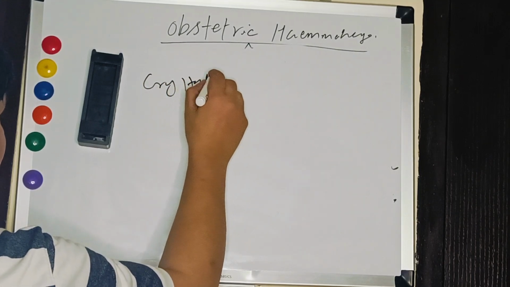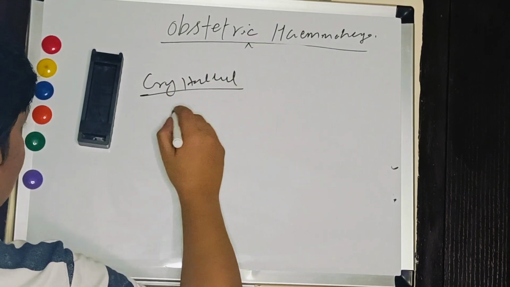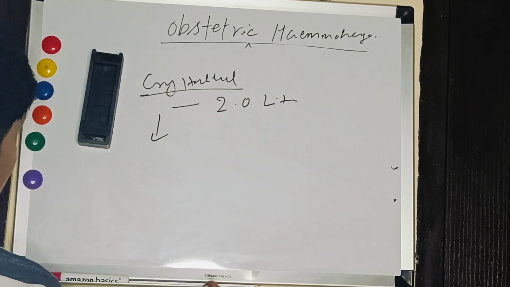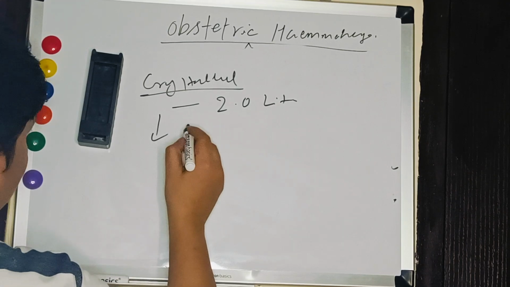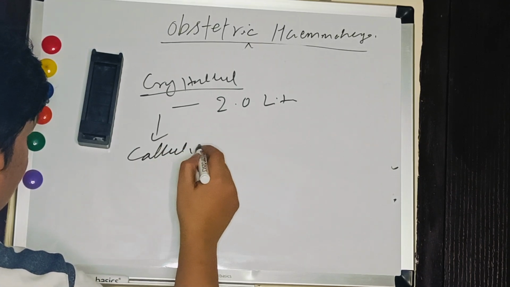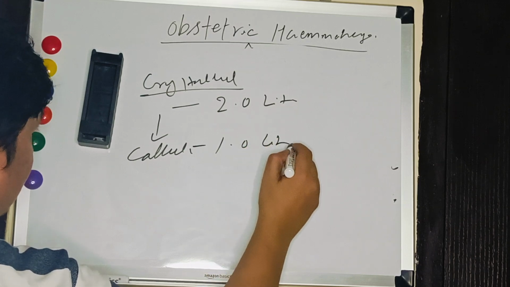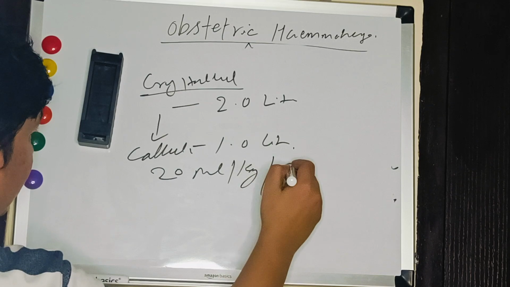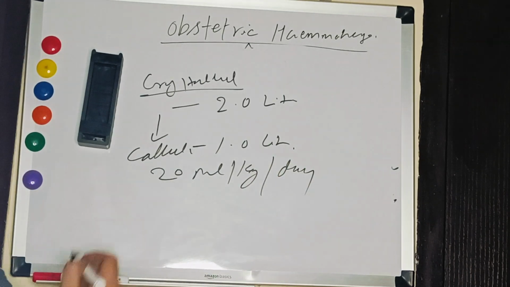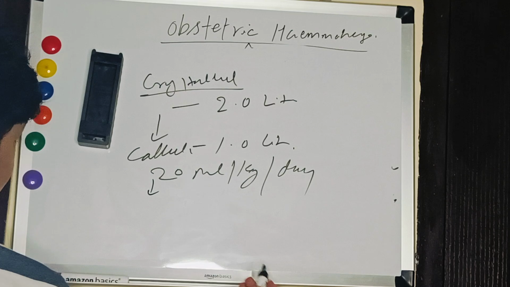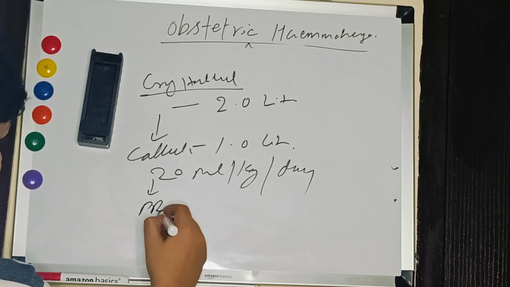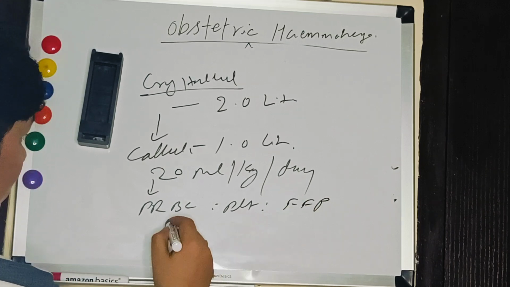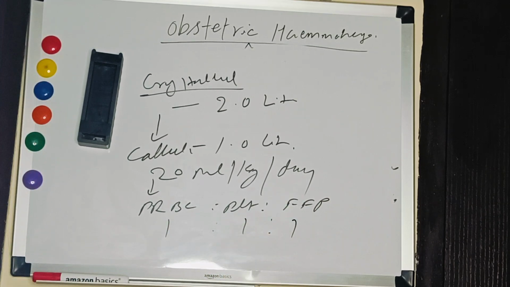Crystalloids have to be started immediately. We have to give at least 2 liters of crystalloid till the blood arrives, and we can start colloid in between, up to 1 liter. Maximum dose is 20 ml per kg body weight per day, not more than that. And blood has to be given: PRBC, platelets, and FFP in a 1:1:1 ratio.